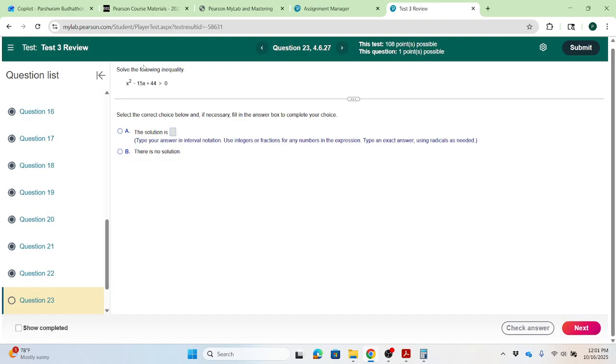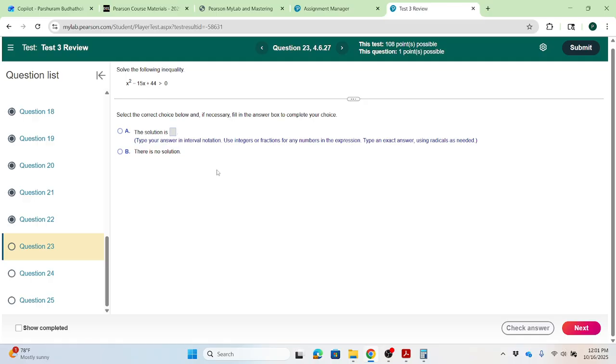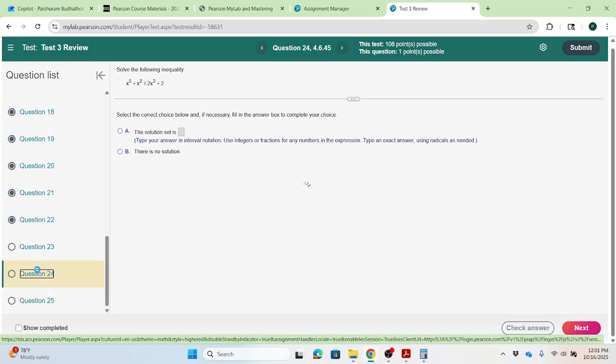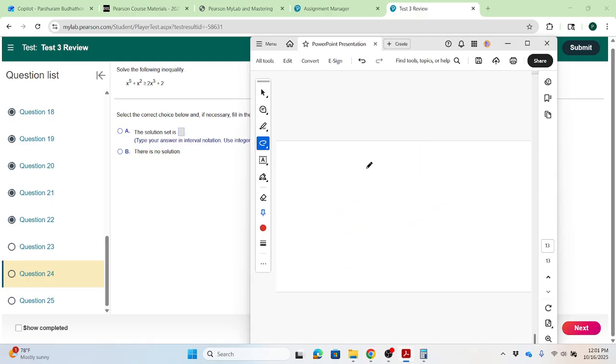Solve the following inequality one more time. You need to solve for 0, and then find the zeros, and then find the testing point like before. So I'm going to skip that. Question number 24, very similar question. So bring everything to the one side.